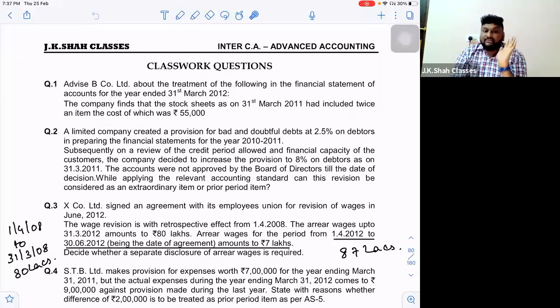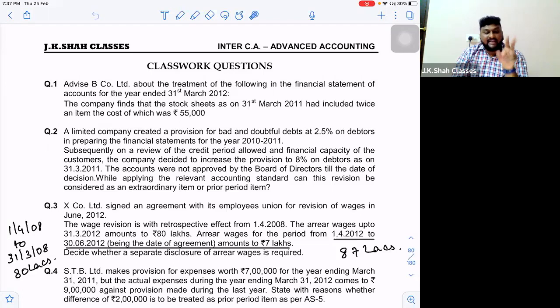So that always becomes your first paragraph, and you cannot have a common first paragraph for all types of questions coming from that AS. For different situations, you will have a different paragraph. Means if a question is based on a prior period item, you cannot write the paragraph for an extraordinary item, right? So you have to write the provisions accordingly with respect to what the question is.